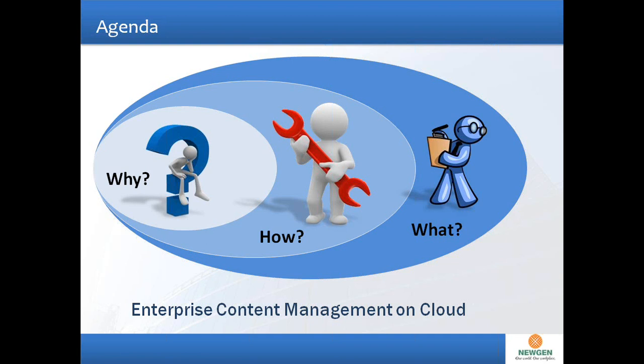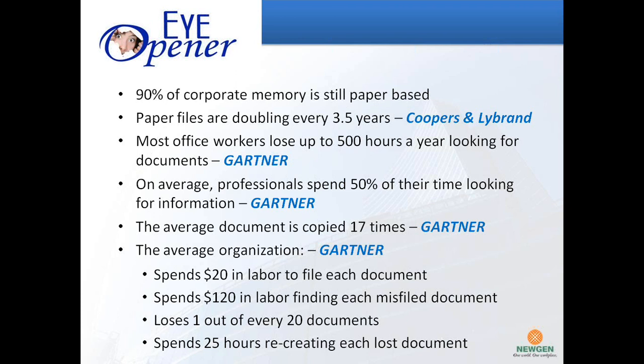Talking about the why part, let's look at some interesting facts. Currently, 90% of corporate memory is still in paper. Filing of paper is doubling after every 3.5 years. Office workers lose up to 500 hours a year looking for documents. So this translates into nearly 3 months.